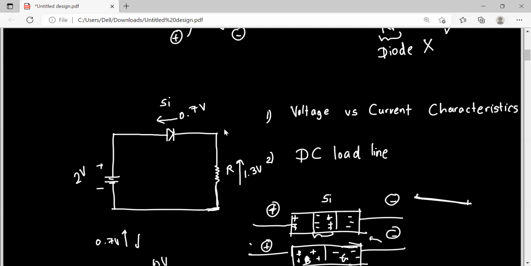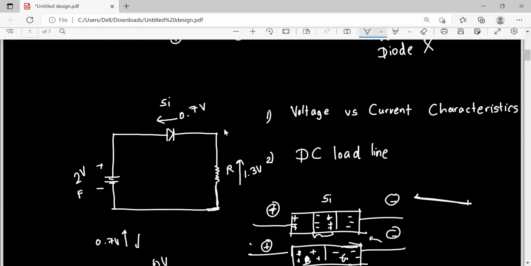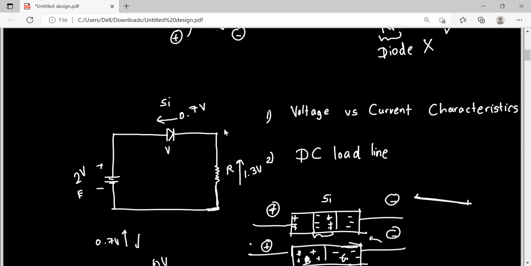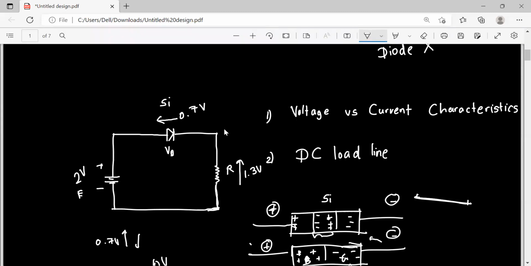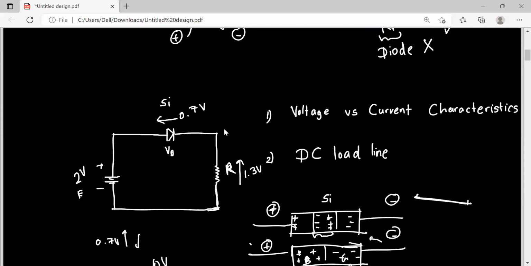So here I have marked all the things. Let's mark it like this. This is going to be E, and this is going to be the diode voltage. Normally it's going to be 0.7 volts, and this is R. And let's mark the current as I. I'll tell you why I'm marking these things.